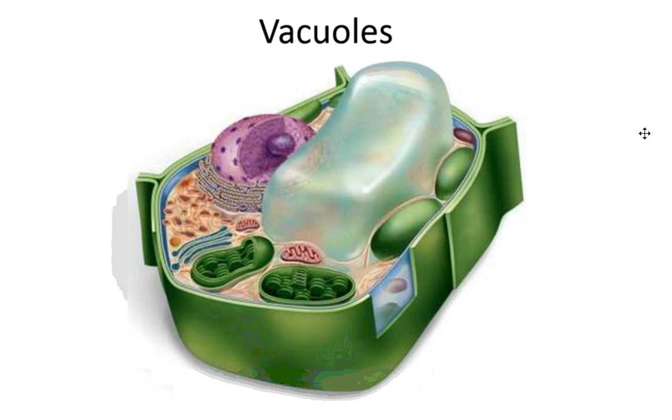All right, a vacuole. These are mainly found in plant cells. These are used to store water and other materials like sugar. Plant cells have a large central vacuole, like you see here in this picture. It gives the plant cell structure as well.